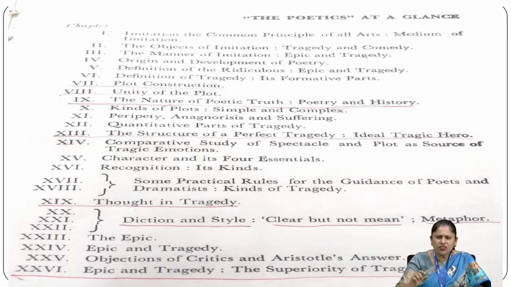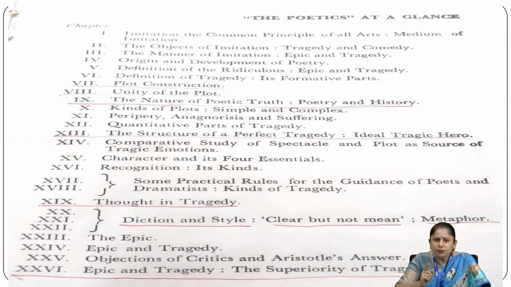Now look, this is a general review of the original piece of Aristotle's Poetics, the glance of the Poetics, what were the chapterization in that particular genuine book of Aristotle's Poetics. I have found that image from the Google. You also can see it, and it could be read also.